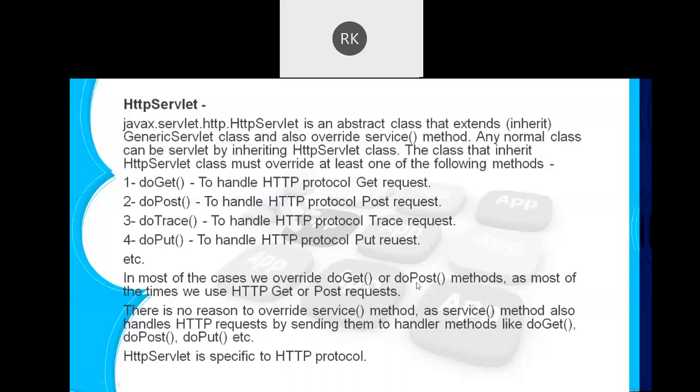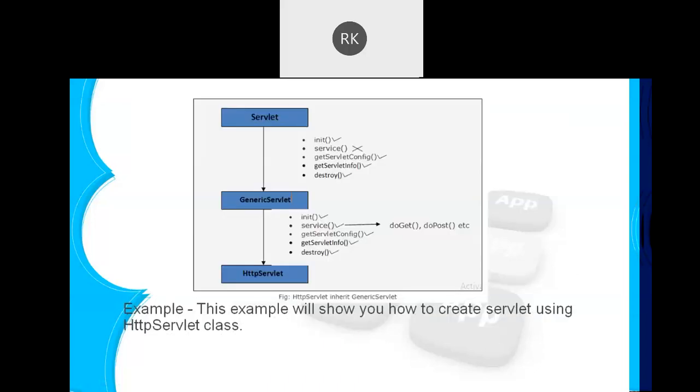Okay, so we'll be having the corresponding do method here, like doGet, doPost, doPut, doDelete type of thing. So here, in place of overriding the service method, these are the methods that we need to override. Okay, doGet, doPost type of thing. All right. So the class that inherits the HttpServlet class must override at least one of the methods, as we have seen, like doGet, doPost, doTrace, doPut type of thing. In most of the cases, we override what? Either doGet or doPost. Because as we already know, in more than 99% of cases, we are going to use either the get or the post method of the HTTP protocol.